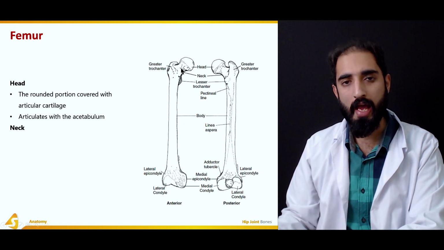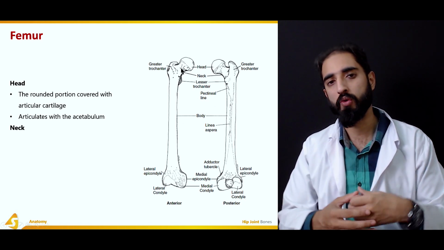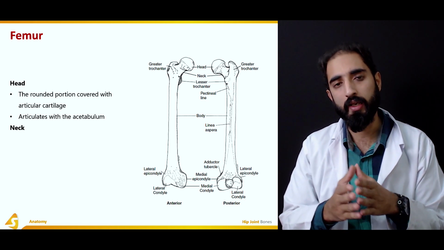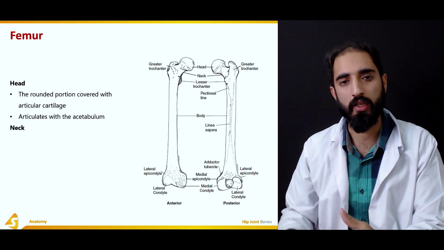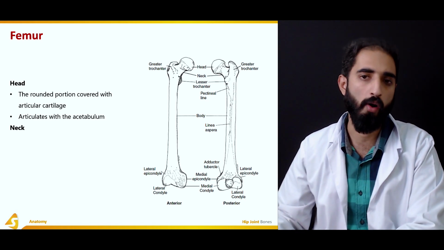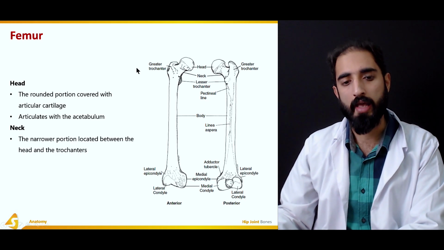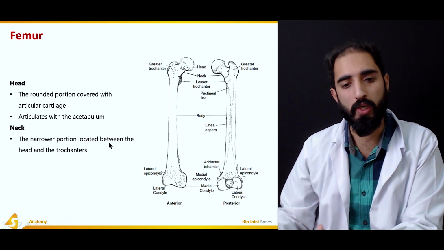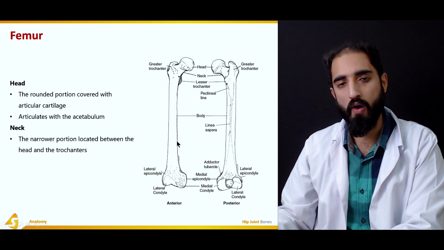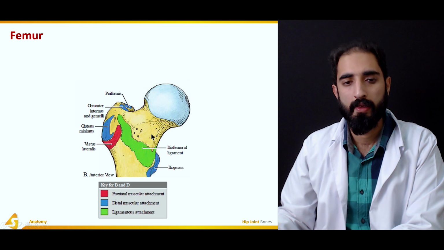And then there's the neck, which orients the head into a proper alignment, oriented superiorly, anteriorly, and medially to articulate properly with the acetabulum and to perform proper biomechanics. It is the narrow portion located between the head and the trochanters, connecting the head with the shaft of the femoral bone.